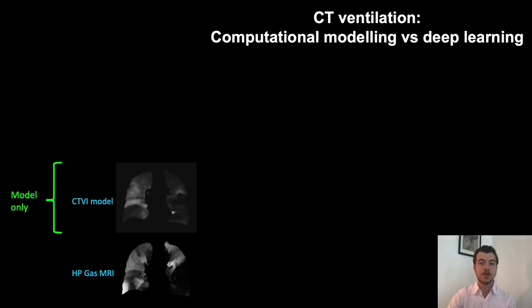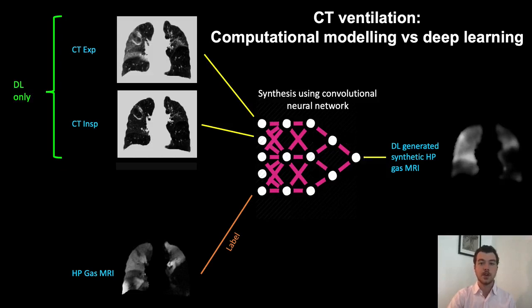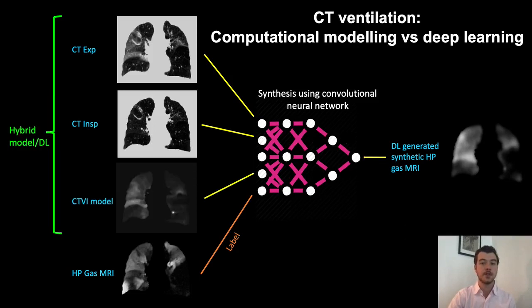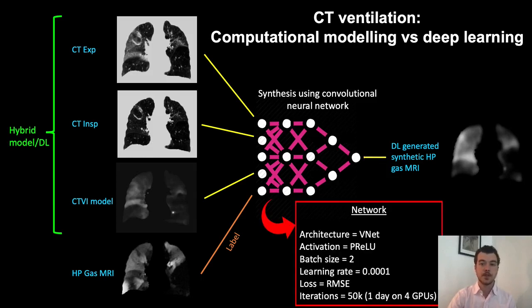In this study, we compare the conventional CTHU model with a novel deep learning model that we developed using multi-inflation CT as inputs and hyperpolarized gas MRI as a label to generate synthetic hyperpolarized gas MR images. In addition, we also developed a novel hybrid model that integrates CT ventilation modeling and deep learning approaches. To do this, we leverage a VNet convolutional neural network with a root mean square error loss function and PReLU activation.